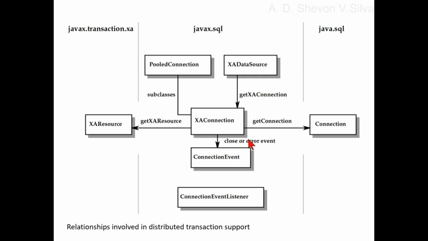Interface XAConnection, an object that provides support for distributed transactions. An XAConnection object may be enlisted in a distributed transaction by means of an XAResource object. A transaction manager, usually part of a middle tier server, manages an XAConnection object through an XAResource object.